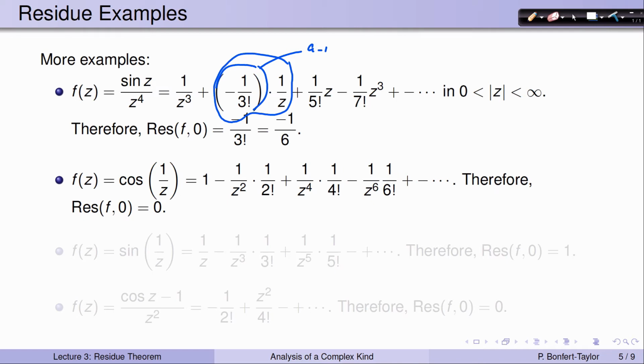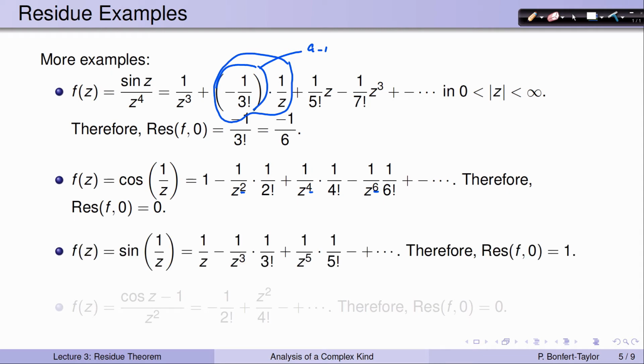Here's yet another example, the function cosine of 1 over z. We saw this function has an essential singularity at 0, so the Laurent series expansion has infinitely many terms with negative powers of z, but we notice these are all even powers of z. There is no 1 over z term. Therefore, the coefficient of the 1 over z term must be 0, and therefore the residue of this function at 0 is equal to 0.